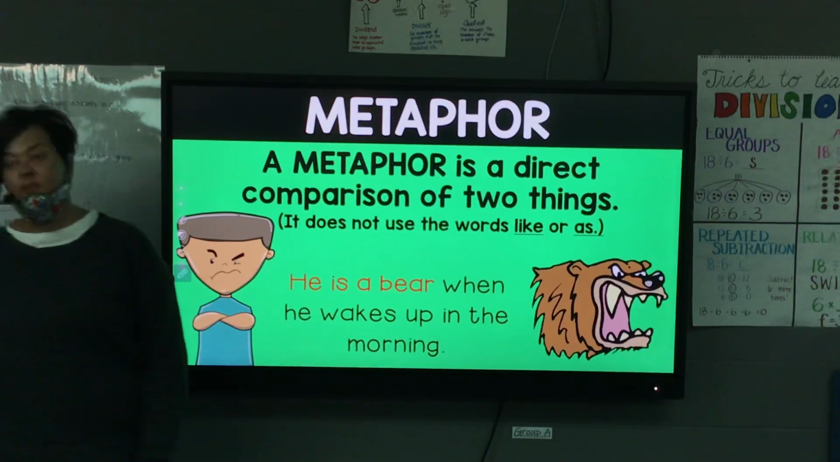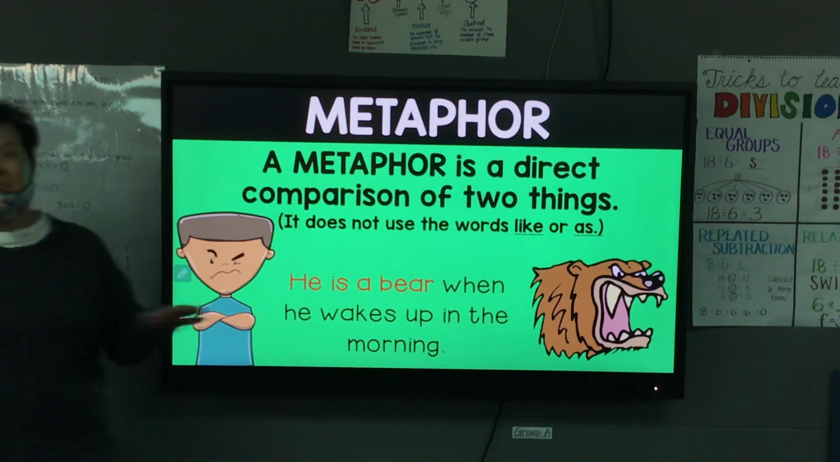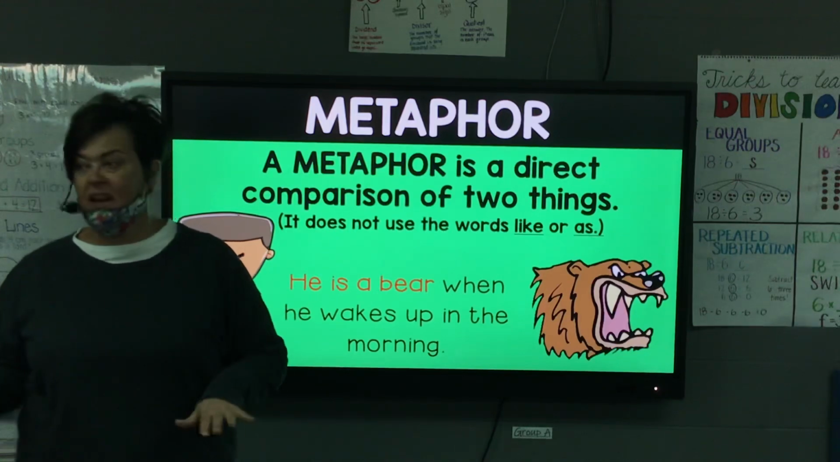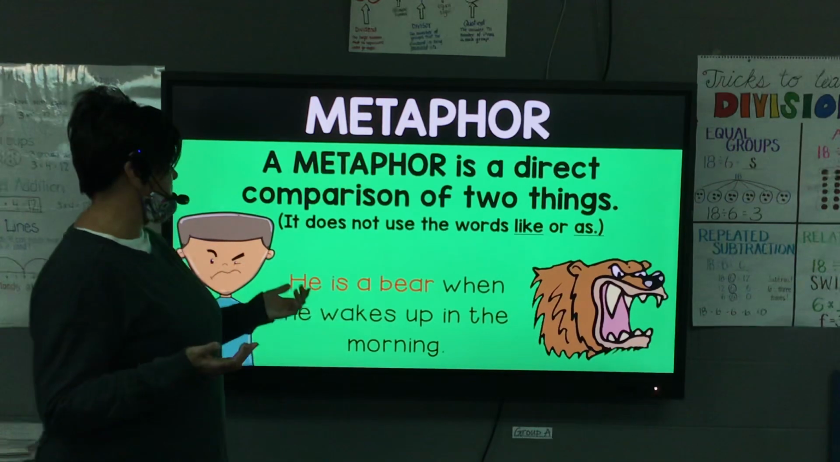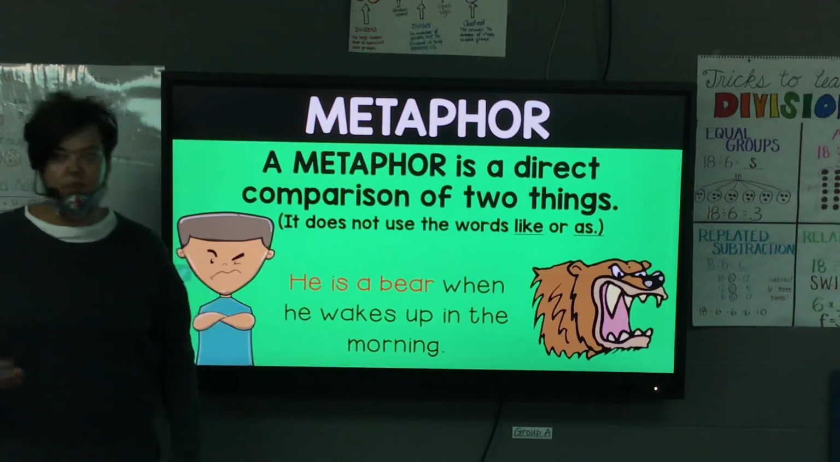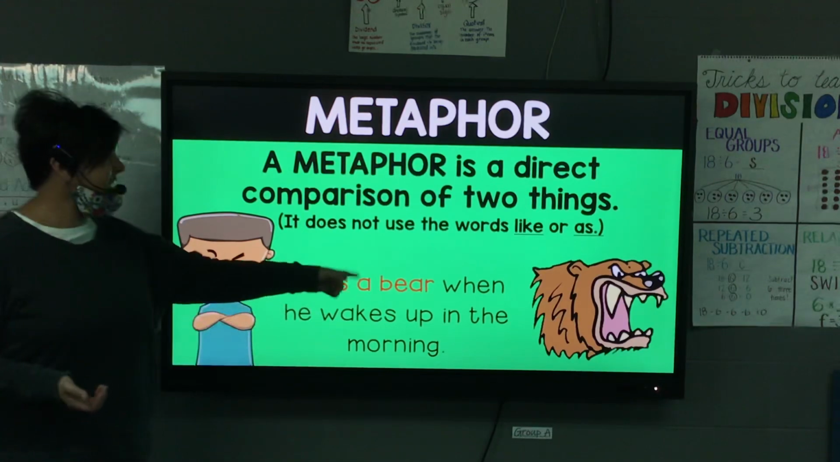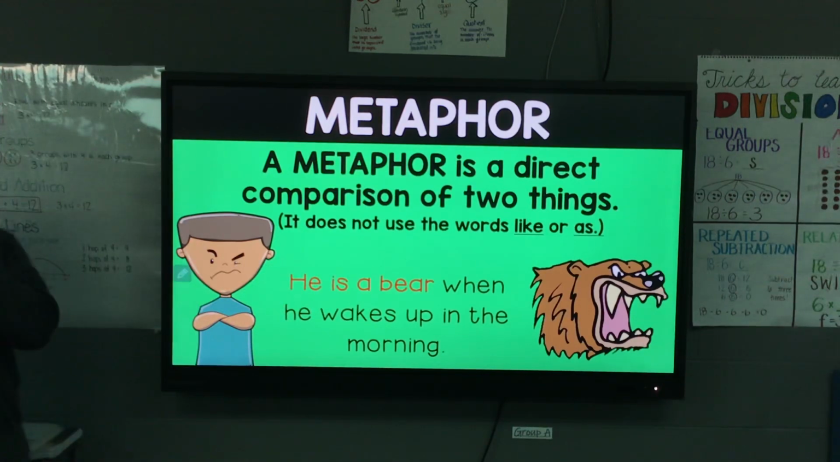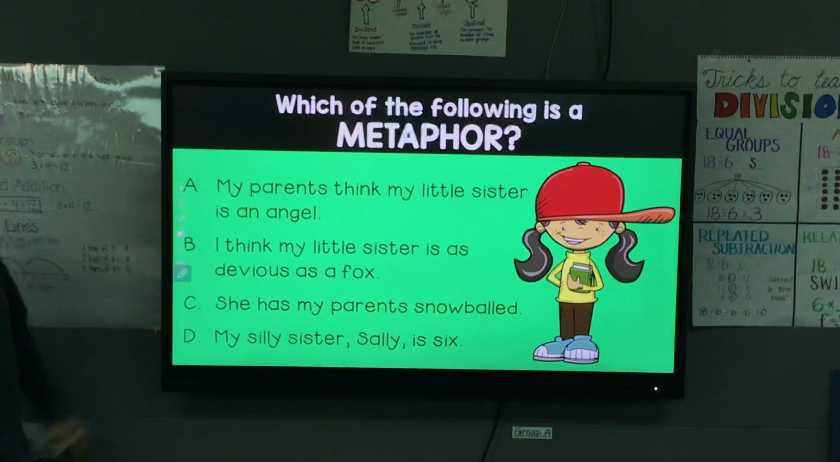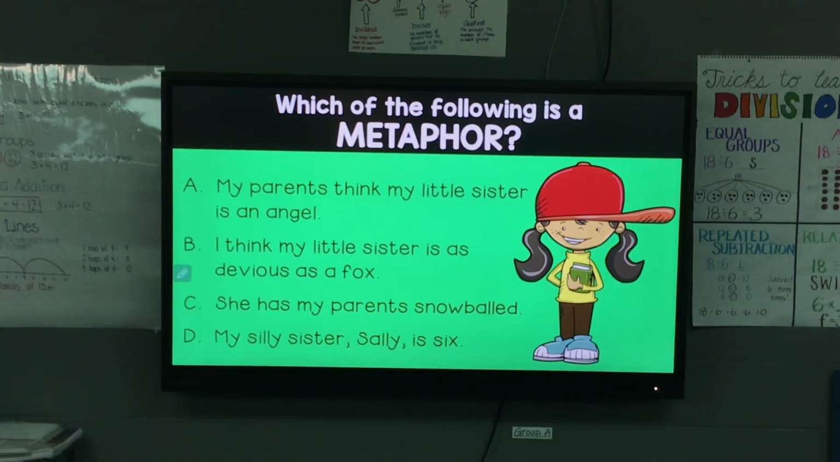All right, now a metaphor is a direct comparison of two things, but a metaphor does not use like or as to compare those two things. He is a bear. So they're comparing him to what? A bear. He is a bear when he wakes up in the morning. Can any of you relate? Yeah, maybe. All right, let's see if we can figure out which one is the metaphor.